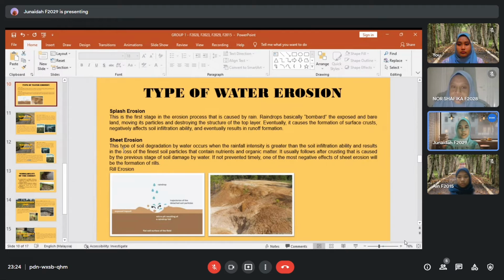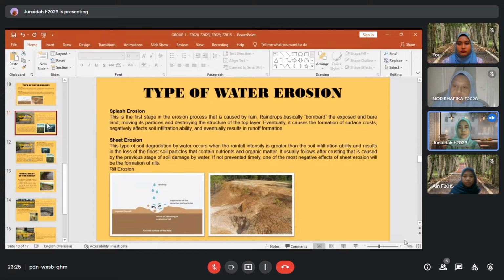Sheet erosion. This type of soil degradation by water occurs when the rainfall intensity is greater than the soil infiltration ability and results in the loss of the finer soil particles that contain nutrient and organic matter. It usually follows after crusting that is caused by the previous stage of soil damage by water. If not prevented timely, one of the most negative effects of sheet erosion will be the formation of rills.